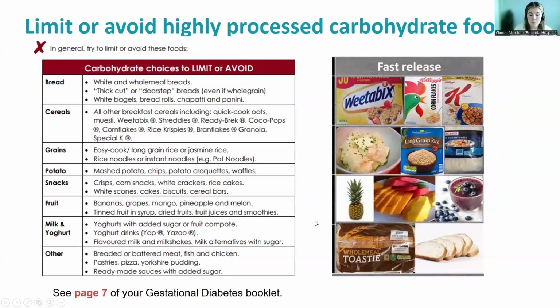And then the types of fruits that we would recommend you to limit or avoid are things like bananas, grapes, mango, pineapple, melon, fruit juices, dried fruits, smoothies, or tinned fruits and syrups, because these fruits will really easily spike up the blood glucose levels. And so we would encourage you to limit or avoid those ones.